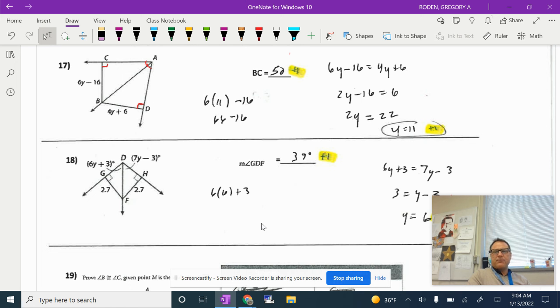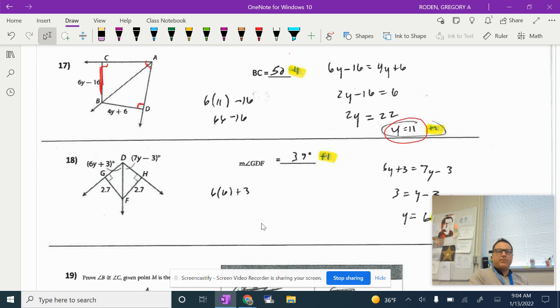What did I do here? Oh, I subtracted 4y from both sides. 6y minus 4y is 2y, minus 16 equals 6. And then I added 16 to both sides, and I got 2y equals 22. And I divided by 2 and got 22 divided by 2 is 11. Now, that's worth a point. The other point, we want to know what the measure of BC is. So BC is right here.